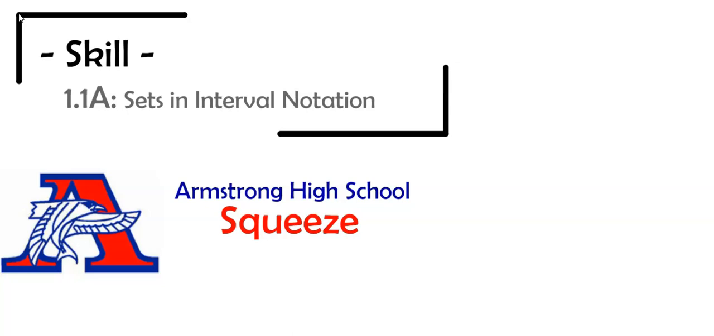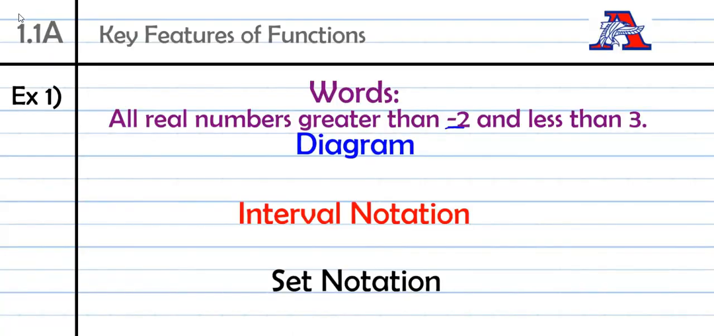So the first skill, we're going to call it 1.1a. It is talking about sets in interval notation. It's actually a little bit more than that, but the main thing we really want to focus on is this thing called interval notation. As we go through our examples here, all of these are going to look the same. We're going to write the same information 4 different ways. So we're going to see it in words, with a diagram, in interval notation, and then in what's called set notation.